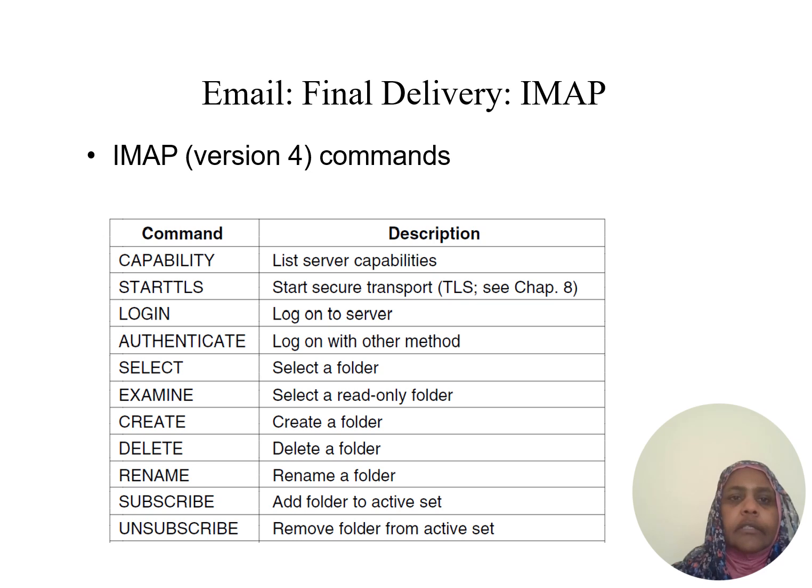IMAP version 4 commands, examples for them are: capability, list of service capabilities; start TLS, start secure session with TLS; login, to log into the server; authenticate, to log in with other methods; select, to select a folder; examine, to select a read-only folder; create, to create a folder; delete, to delete a folder; rename, to rename a folder; subscribe, add folder to active set; and unsubscribe, to remove the folder from the active set. Folders are actually called mailboxes, but for the user they are called folders.